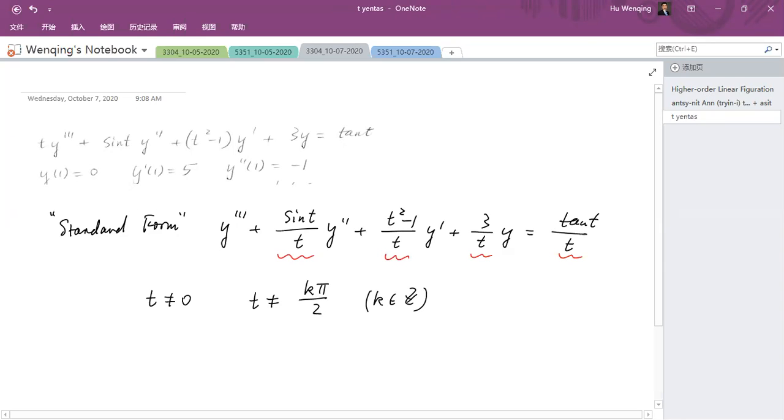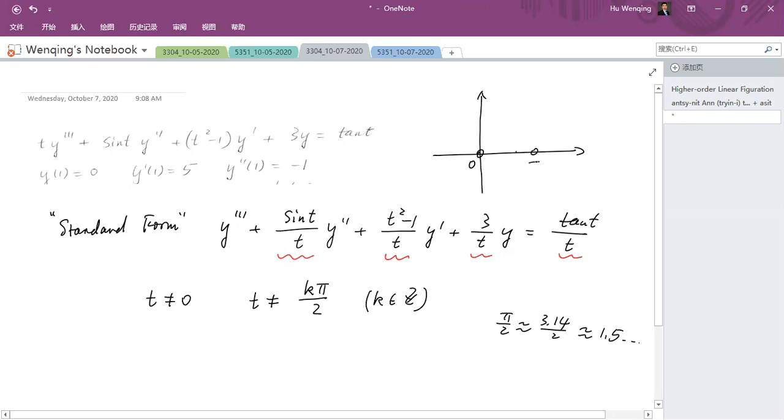So now if you come back to the question, it asks you to find this interval I. But your initial condition starts from 1. So if you draw a picture, it will be something like this. You want to avoid 0, and then you want to avoid pi over 2. Pi over 2 is approximately 3.14 over 2, so approximately 1.5. So it's a little bit larger than 1. This is 1, and this might be pi over 2.